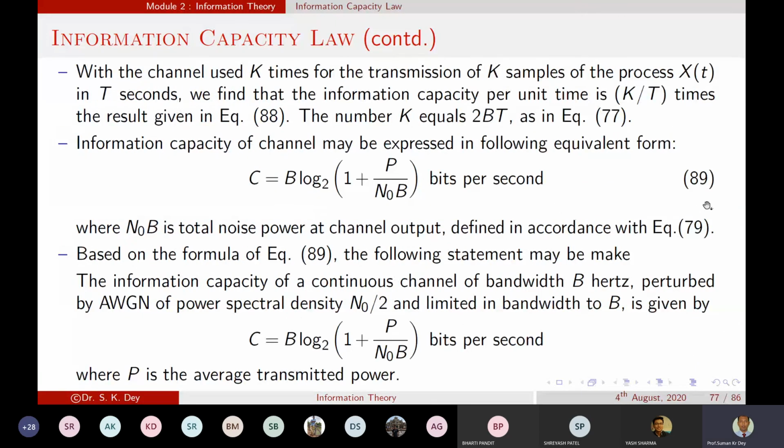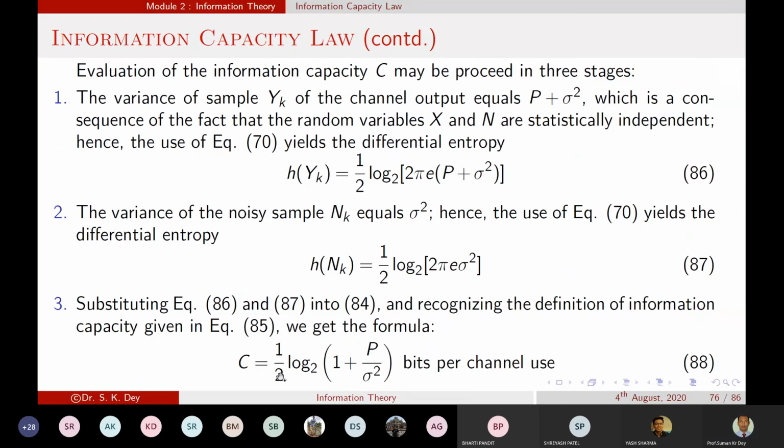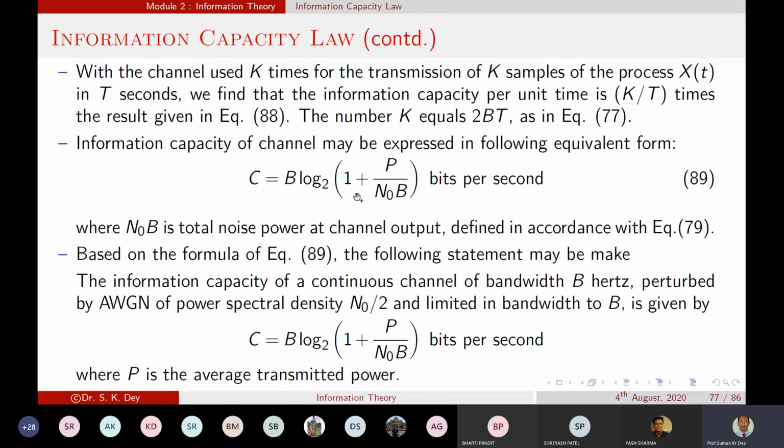Is there any doubt how this equation 89 is coming? This is for one sample. How much capacity is there for the samples? If the number of samples equals 2B, then 2B will be multiplied with this term, and the channel capacity per second will be B times this term.